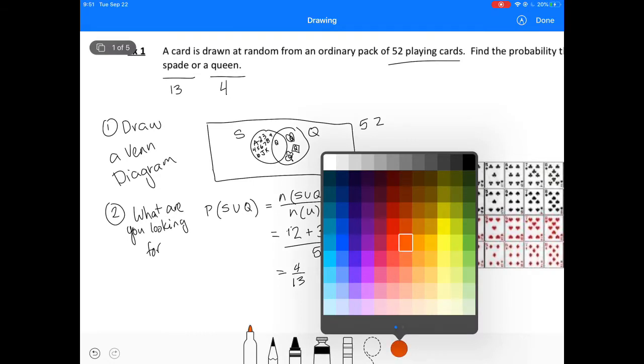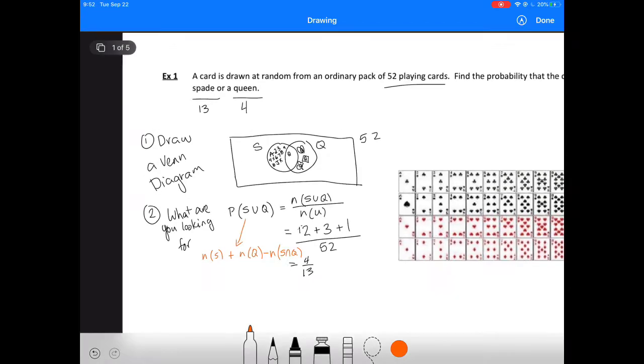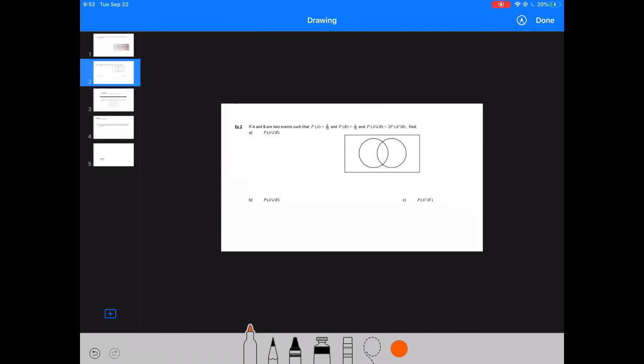Your formula book also has a formula that breaks this down a little bit more analytically. You can write this as the number of spades plus the number of queens, and then you're going to take away the number in their intersection. And as you can see, you're going to end up with the same result. So let's take a look at our next example here.